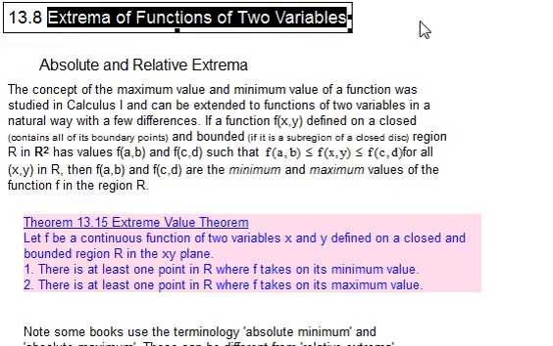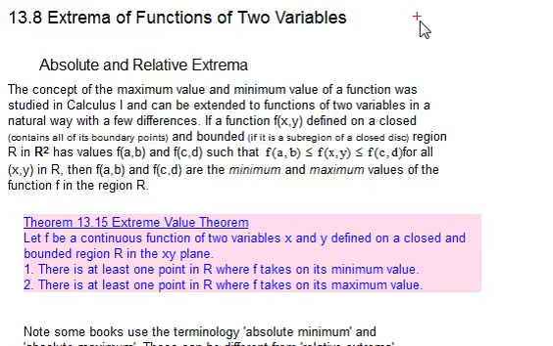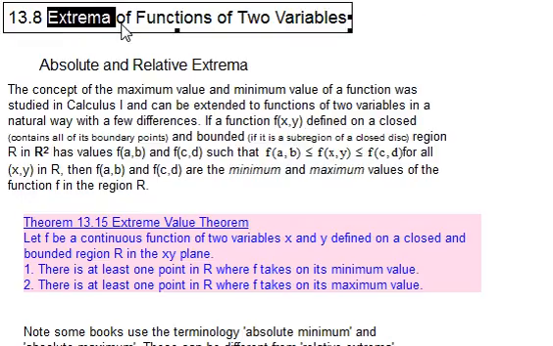We're going to look at today extrema of functions of two variables, and what we're talking about is something that you might remember from Calculus 1, when you looked at how to find relative maximums and minimums, or even absolute maximums and minimums, if you're given an interval in Calc 1, and in Calc 2 if you're given a domain set.